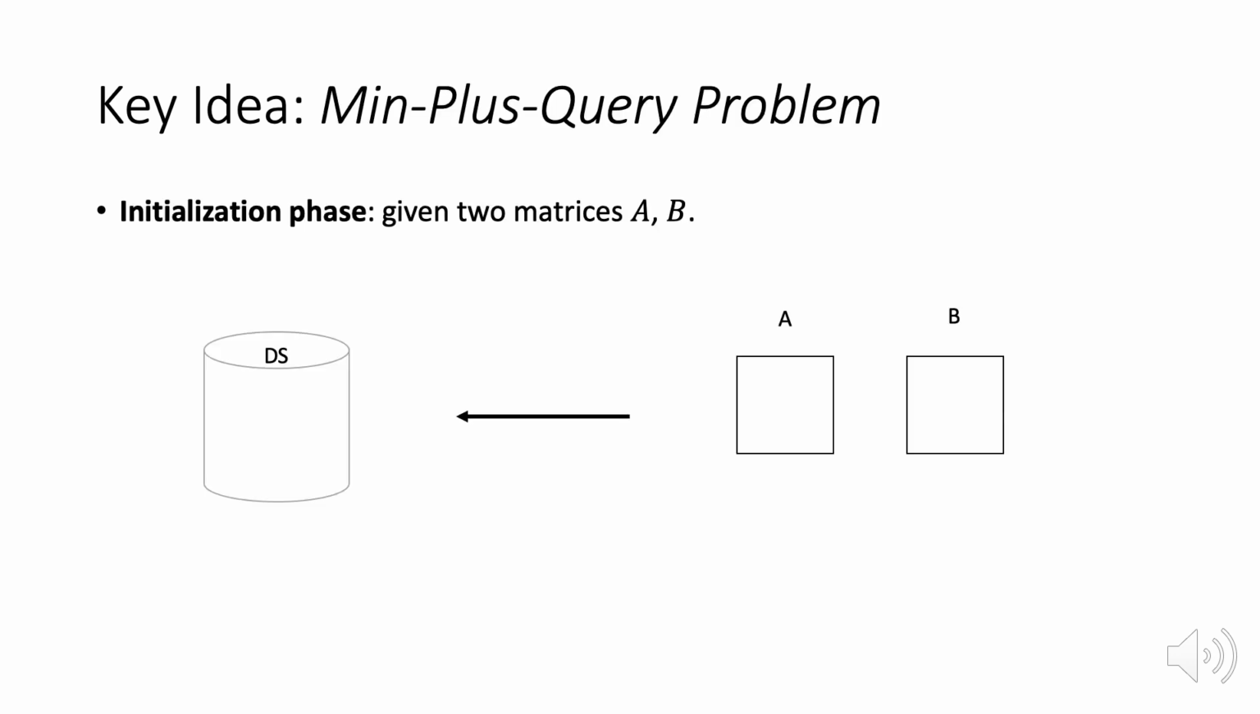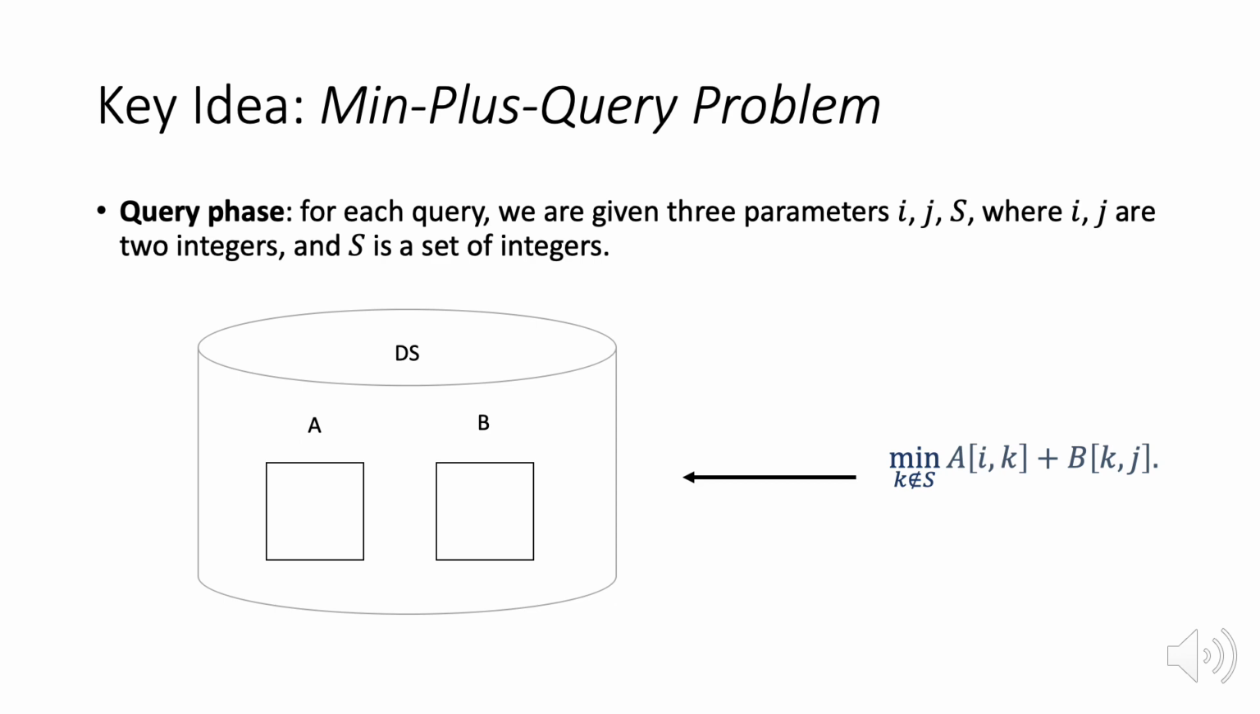The data structure version we were referring to is called the min-plus query problem. So it has an initialization phase and a query phase. During the initialization phase, we are given two matrices A and B, and in the query phase, we are given three parameters, i, j and S, where i and j are two integers, and S is a set of integers. The data structure needs to compute the minimal value of a_ik plus b_kj over all indices k that are not in S. So here, we are actually computing a single entry of the min-plus product of A and B, excluding a set of forbidden indices.